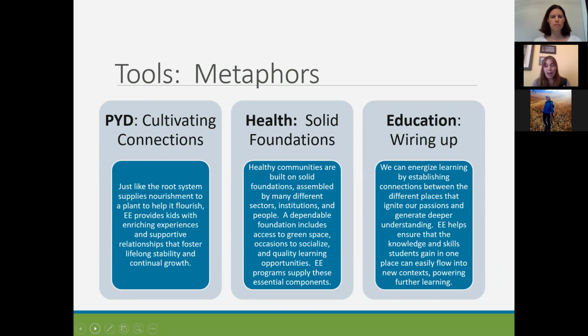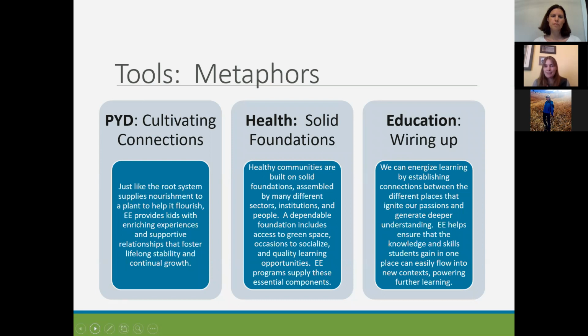Health is one of those things that falls back on a cultural model that health means absence of illness, is a lot of where people go. But when we're talking about health, we're definitely talking about it in a different way. And so in order to navigate that cultural model, they suggested a metaphor of solid foundations and how we think about health as being something that's the product of a lot of different sectors, institutions, and people. And a dependable foundation needs different supports, things like green space, quality learning opportunities, and EE can supply some of those solid foundations. And so through their research, they found that that's been really helpful to help people understand how EE or other similar things connect back to health.